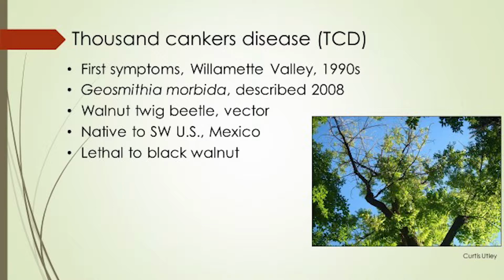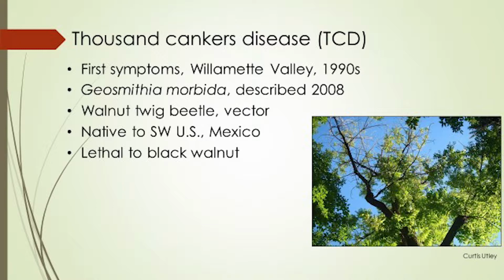This one is interesting because it kills black walnuts, which are exotic to Oregon, but have been planted as shade trees and as food crops starting over 150 years ago. The disease symptoms were first noticed in the U.S. in the Willamette Valley in the 1990s, but it wasn't until 2008 that a team of researchers identified the fungus responsible for killing black walnuts.